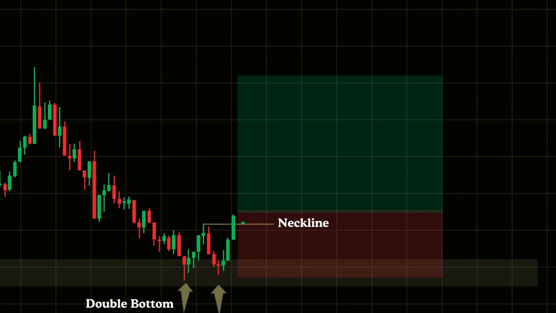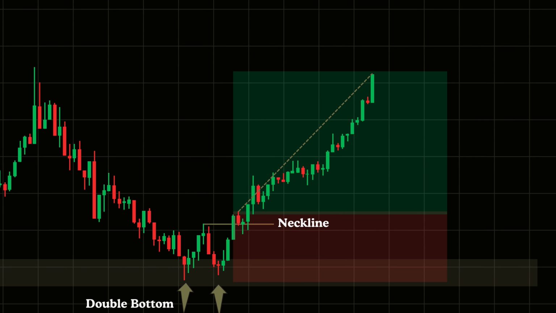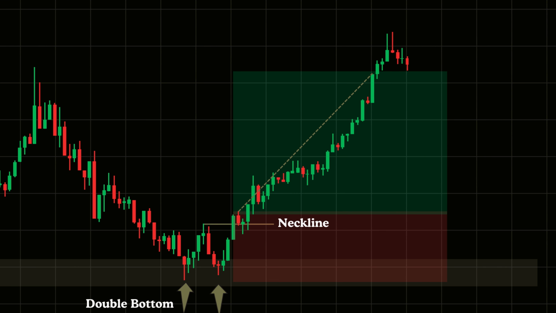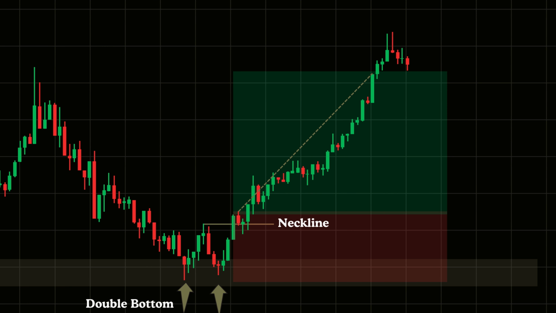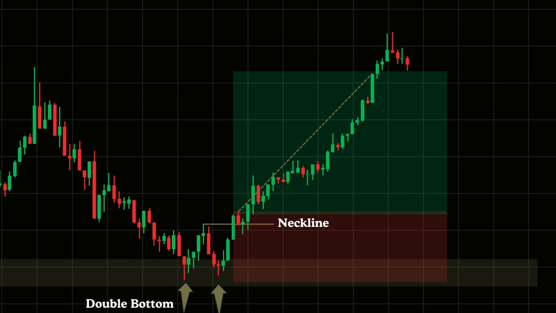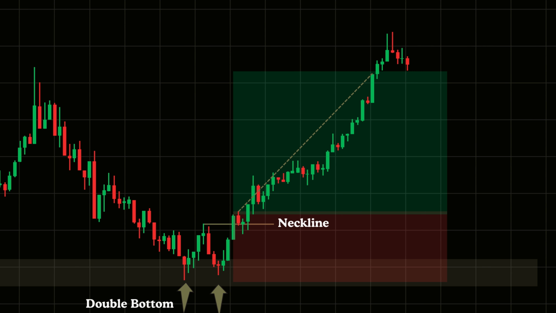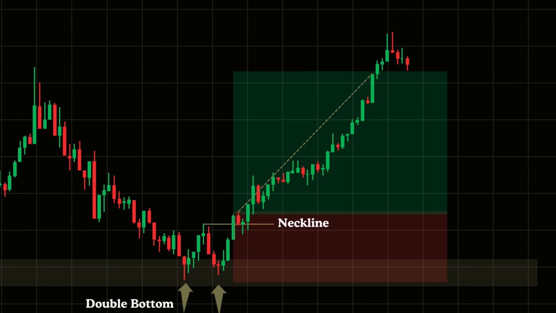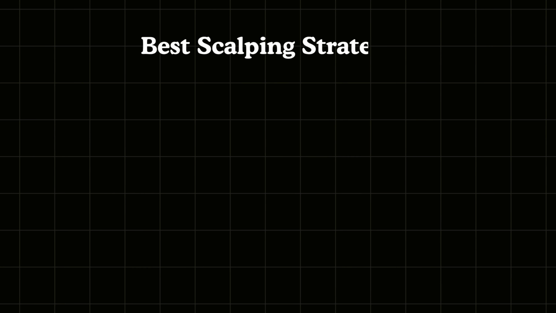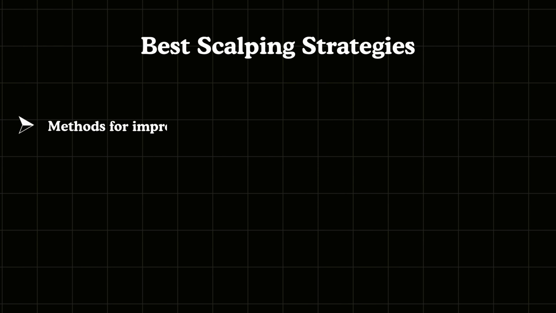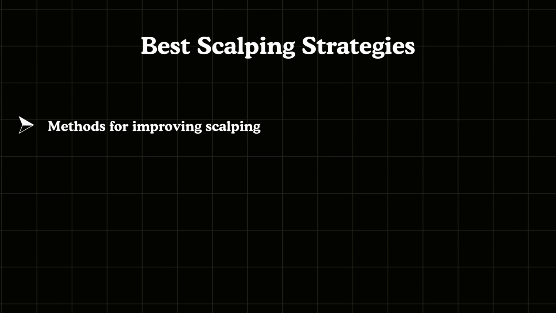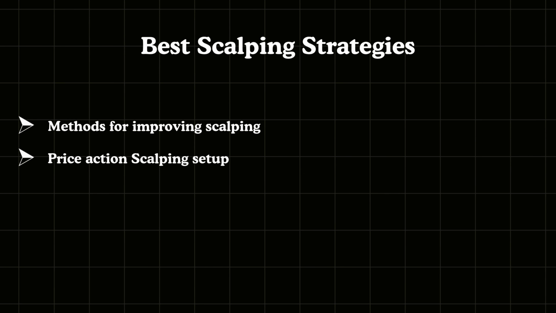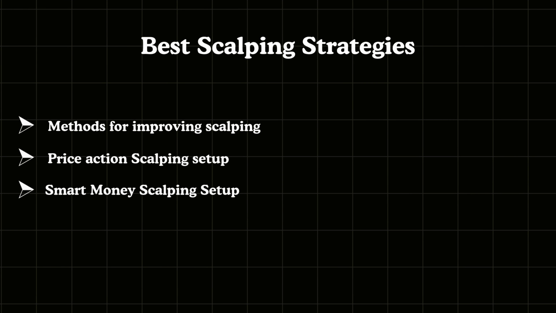Scalping strategies in trading focus on executing fast, short-duration trades on volatile currency pairs by relying on technical indicators and strict risk control. However, it can be demanding, as traders must act quickly, and minor losses can build up if not handled properly. In today's video, we'll walk you through our methods for improving scalping performance. In addition, we're thrilled to present two top-tier price action setups and smart money scalping setups, both recognized for their high success rates.